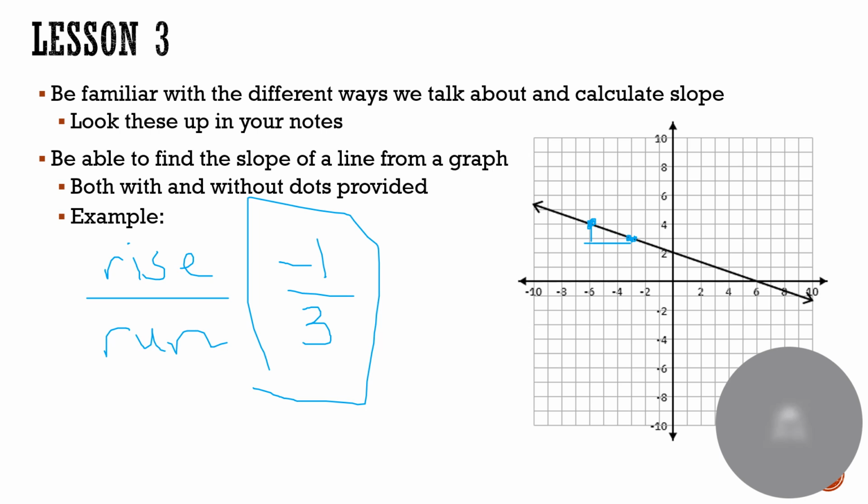If you get a fraction that can be simplified, please simplify it. And some of them I might give you the dots, and so I'll tell you where to look on the graph. But if you're not given the dots, you just go and look at it and find some nice points. Don't use a point like this one, because I don't know where that point is. Okay, so we want to go find points that have nice numbers.